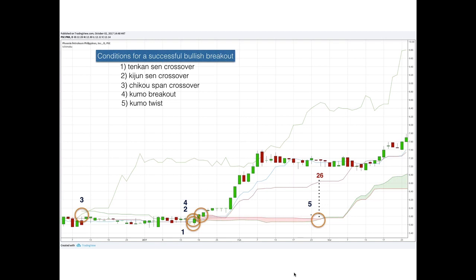So this was where the Kumo twist happened. If you count 26 periods back, you would have been able to buy PNX at around 585 because we were already warned by the Kumo that this is going up. So it made a strong run up, but met resistance at these areas. After the strong run up to 7, it consolidated, and it was stuck between a range.